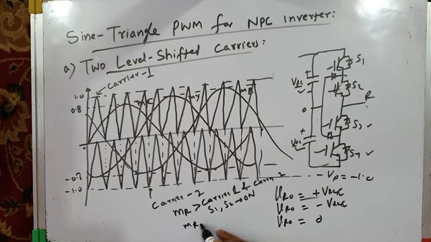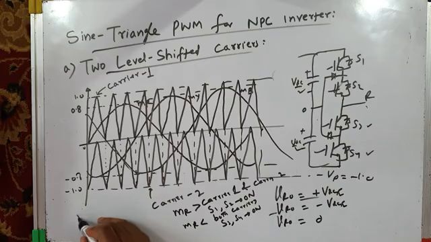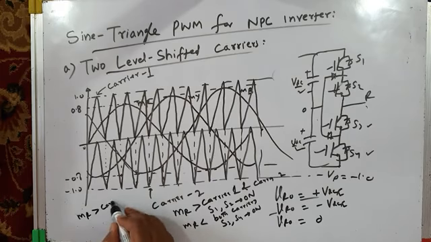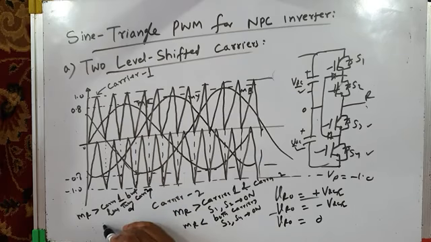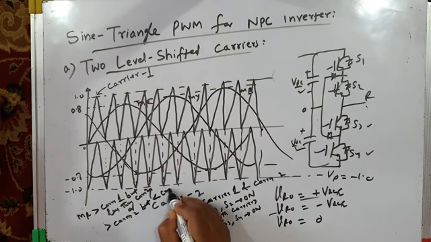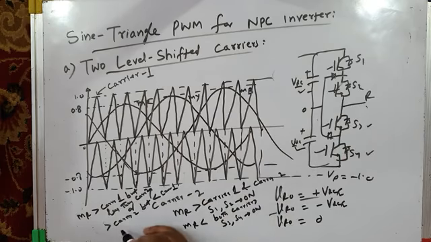On the other hand, when MR is less than both carriers, its amplitude is less than both carriers, bottom two switches will be given gating pulses S3, S4. They will be put on, and your VRO will be minus VDC by 2. On the other hand, if MR is greater than carrier 1 but less than carrier 2, or it is greater than carrier 2 but less than carrier 1, then in that case middle two switches will get control pulses or gating pulses. S2, S3 will be on, and your pole voltage VRO will be equal to 0.